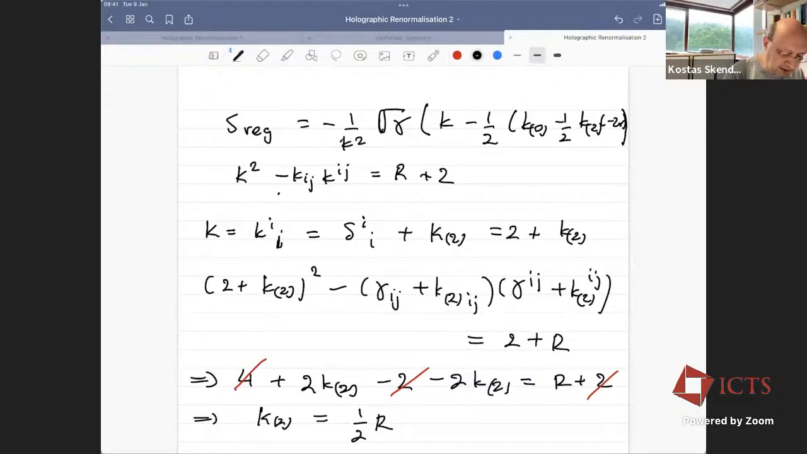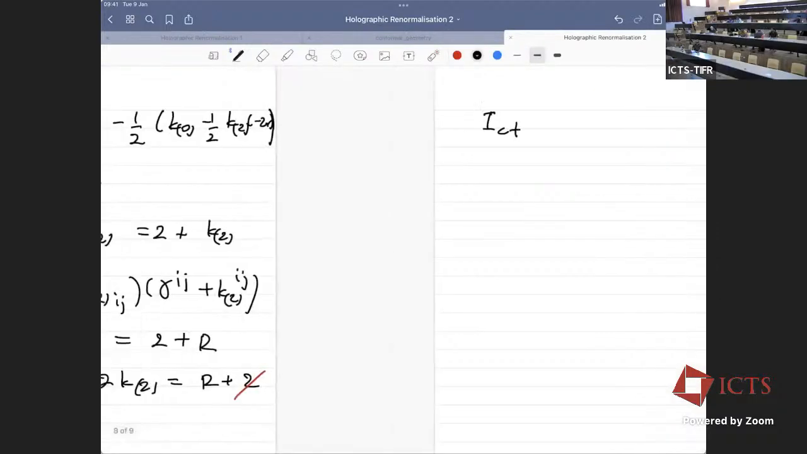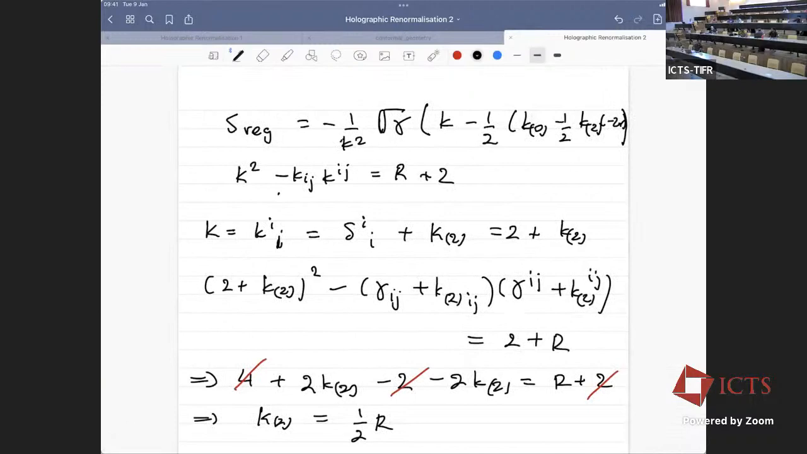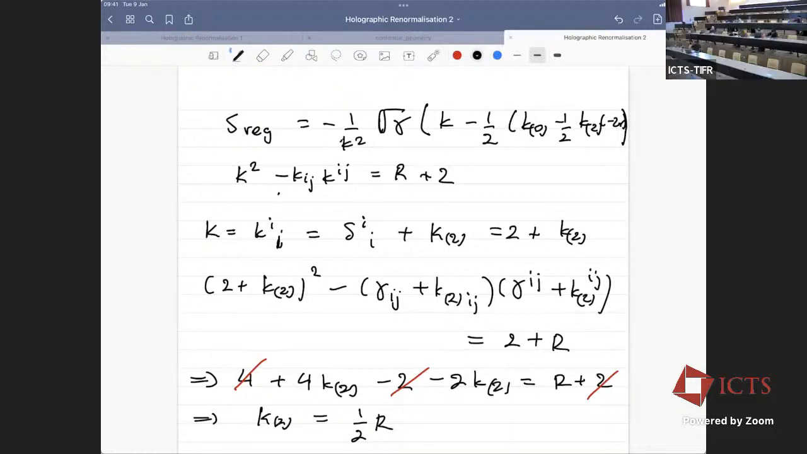So now we know the counter terms, because we know what K naught is. K naught was just equal to 2, and we know what K2 is, which is R. So then the counter term action. Kostas, can you go back for a second? Yep. You have 2k2 minus 2k2 that cancels. So when you squared, I think you meant 4k2 on the first one, right? 4, yes. Okay. Now I'm happy. Yes, good.